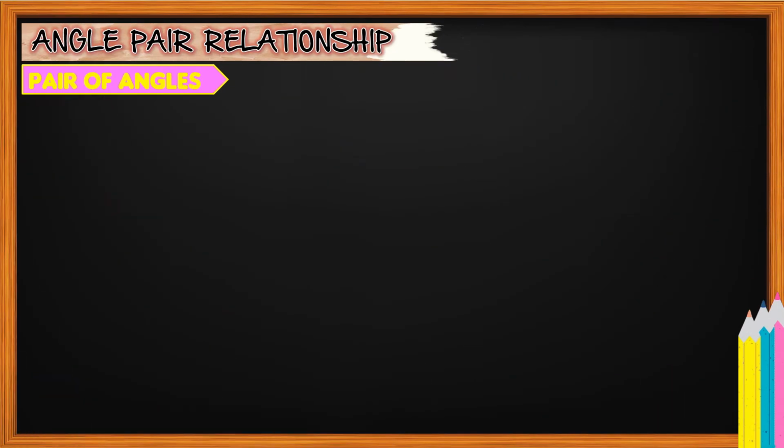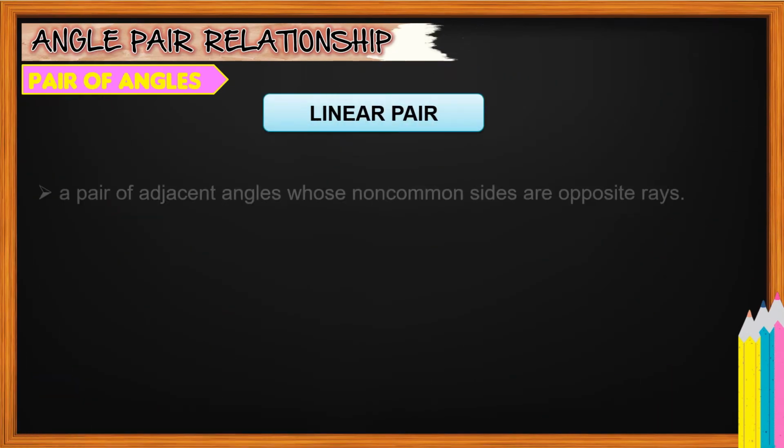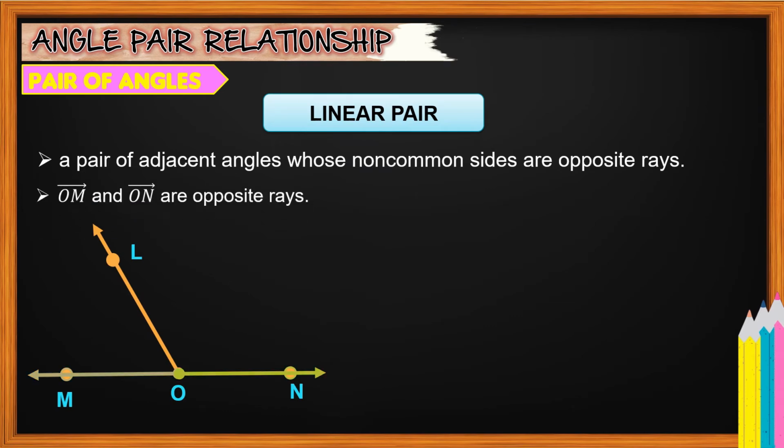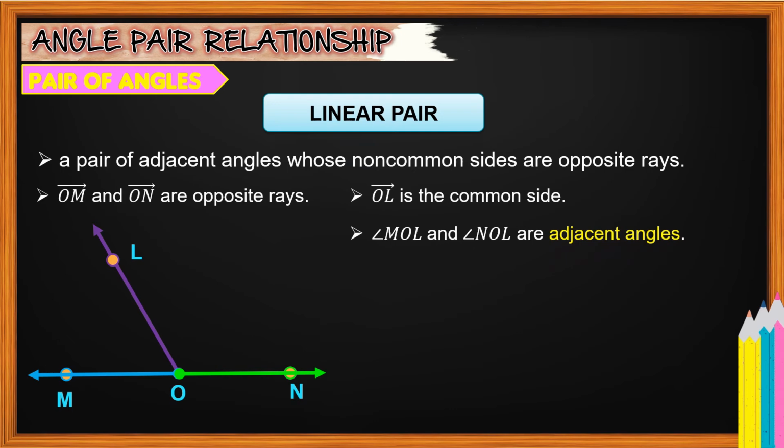Another pair of angles, we have the linear pair, a pair of adjacent angles whose non-common sides are opposite rays. In the given figure, ray OM and ray ON are opposite rays, and ray OL is the common side. So angle MOL and angle NOL are adjacent angles.